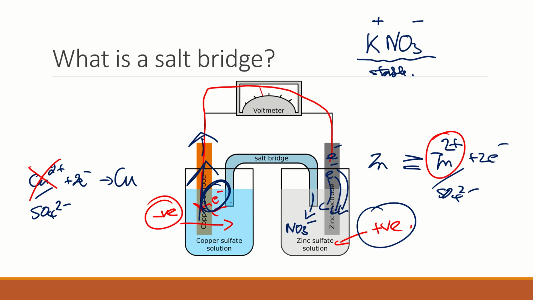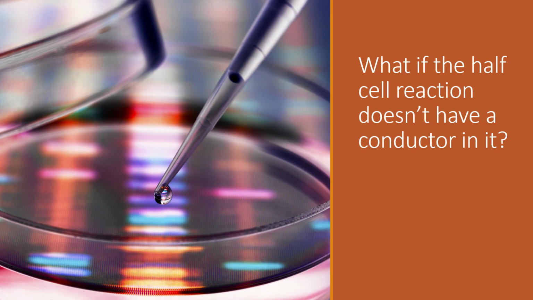This one is becoming net negative, and the positive potassium ions will make their way into the half cell, therefore neutralizing the net negative charge. Okay, and it basically completes the circuit by keeping the balance of charge neutral. Right, what if a half cell reaction doesn't have a conductor in it then?